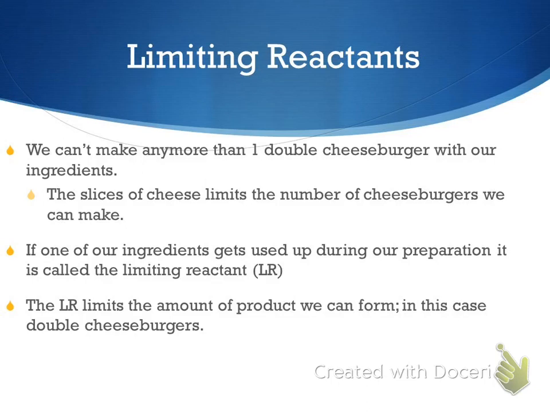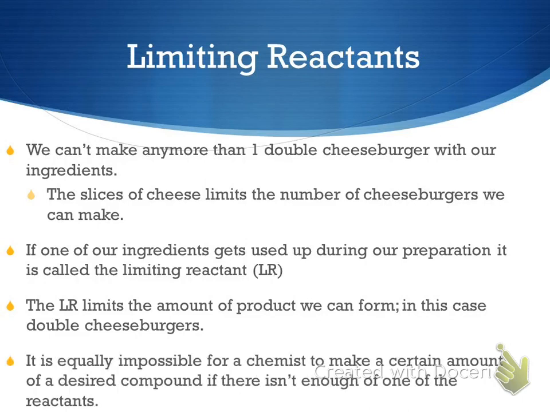So the example we just used was double cheeseburgers, or we looked at an example with cake, right? I was going to run out of flour. That's my limiting reactant, so it limits the amount of product that we can form. We do the same thing with our chemical reaction. So now we're switching gears from food to experiments, or chemical reactions. We're going to have two starting amounts of our compounds.